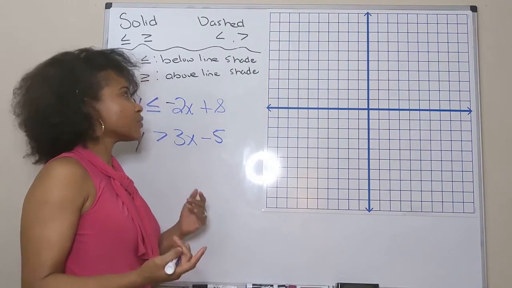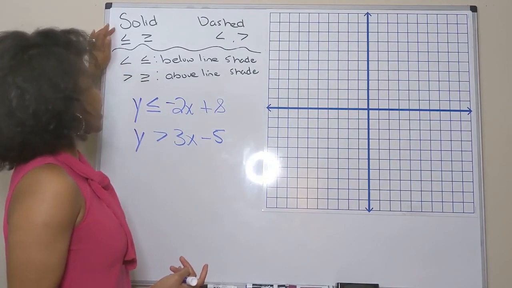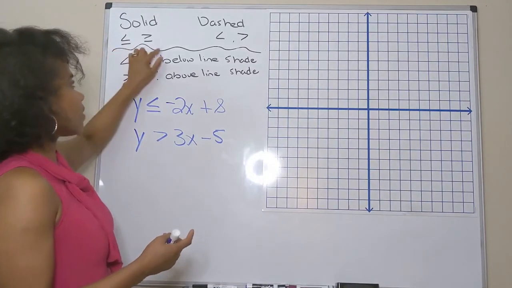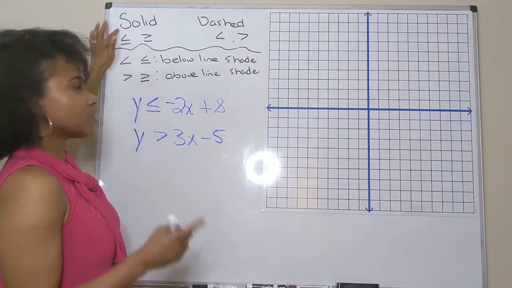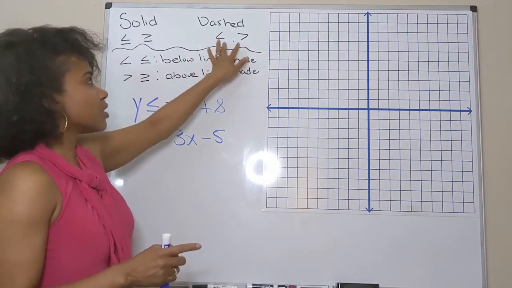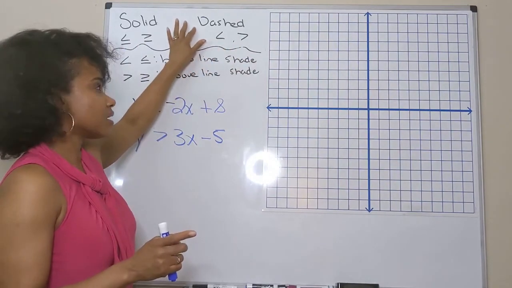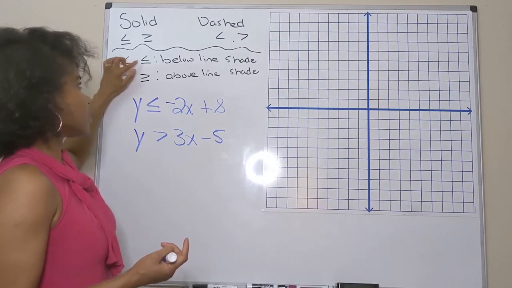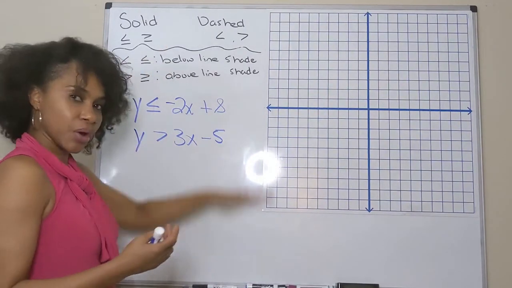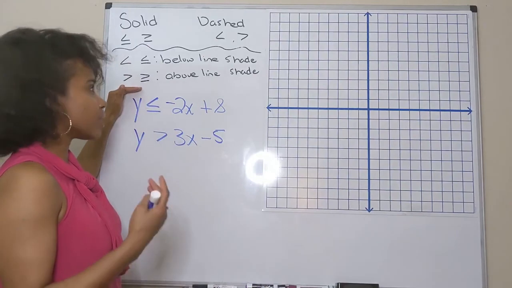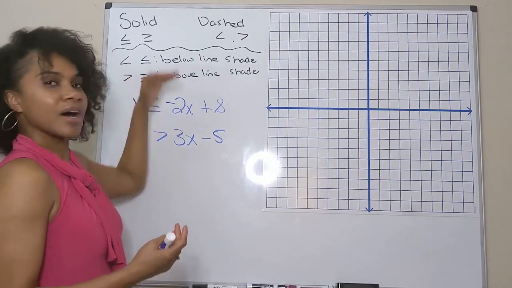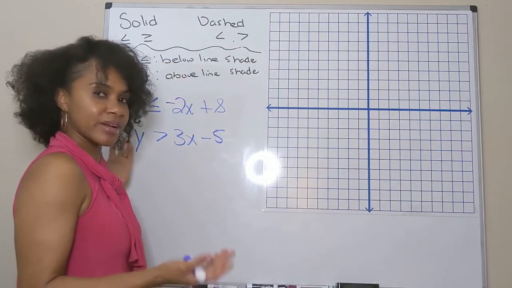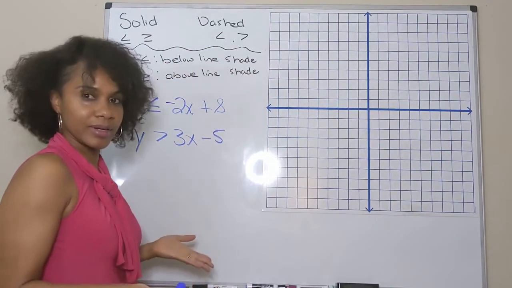All right, so remember, when you have less than or equal to or greater than or equal to, when you have that line underneath your inequality symbol, you're going to have a solid line. No line underneath, you're going to have a dashed line. For our shading, if it is less than or equal to, we shade below the line. If it is greater than or equal to, we shade above the line. So the same rules apply with a system of linear inequalities as with just graphing one inequality.